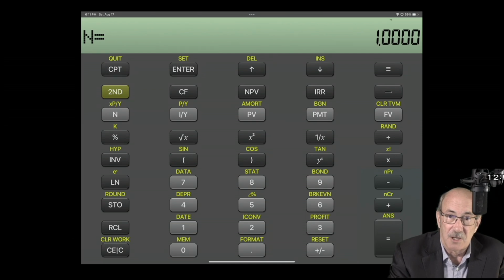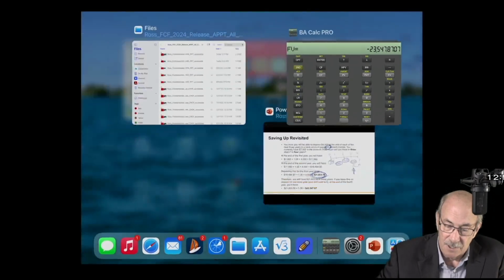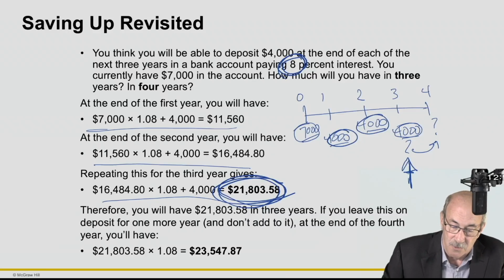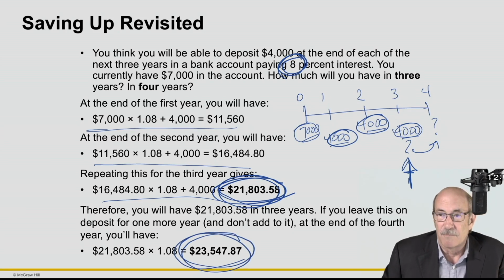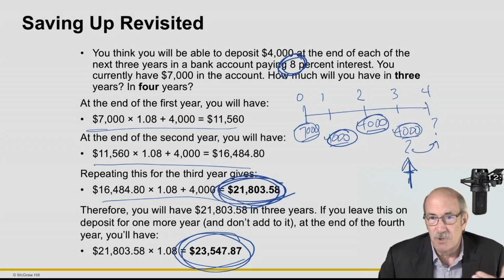And I'm going to hit the compute key and future value. And I get 23,546.87. And let's check, 23,547.87 cents right there. So you can do it either way. On the exam, you're going to have access to a calculator, obviously, a financial calculator. So you'll be able to do it that way, and that's fairly quick.